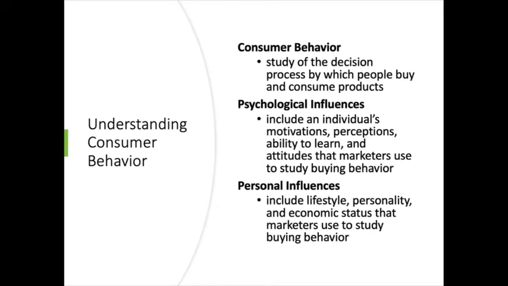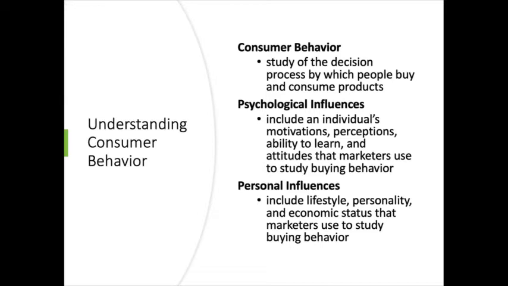Well, as you can see here, in our attempts to understand consumer behavior, the first term we're looking at is just that very term. The textbook defines consumer behavior as the study of the decision process by which people buy and consume products. And we would consider there are at least two broad groups of influences that go into that equation. The first, as you see there, psychological influences, which includes an individual's motivations, perceptions, their ability to learn, and their attitudes that marketers use to study buying behavior.